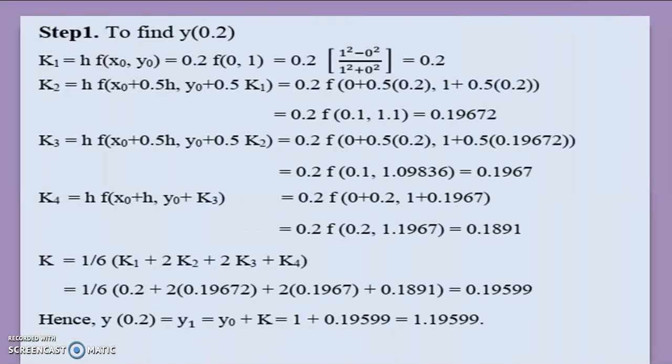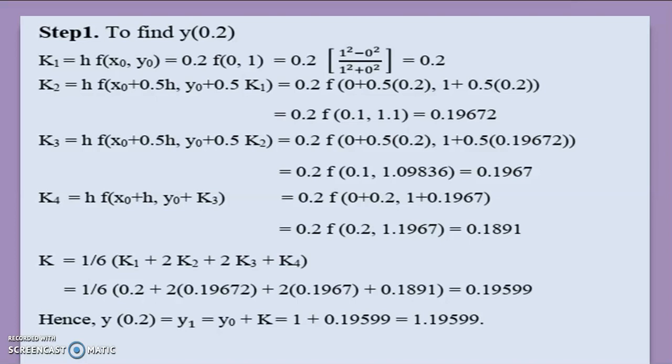To find y of 0.2, first we will find out k1. The formula is h into f of x naught, y naught. So that is 0.2 into f of 0 comma 1. What is f of 0, 1? We have f of x, y as (y square minus x square) by (y square plus x square). By using that formula we can find f of 0, 1. So that is (1 square minus 0 square) by (1 square plus 0 square). The total simplified answer becomes 0.2.